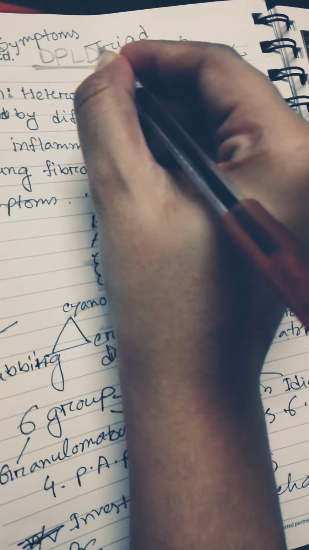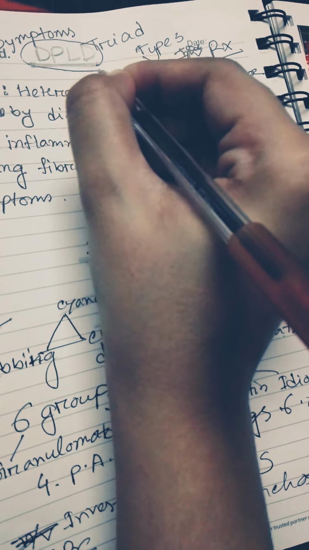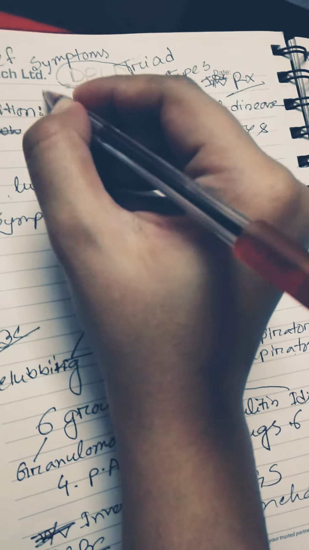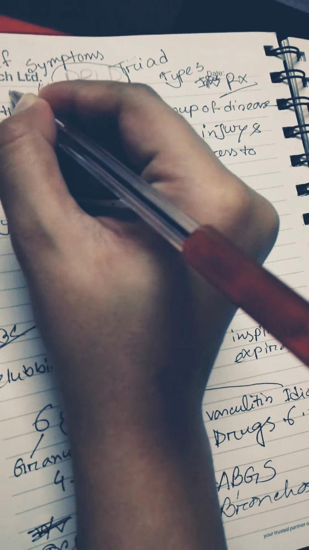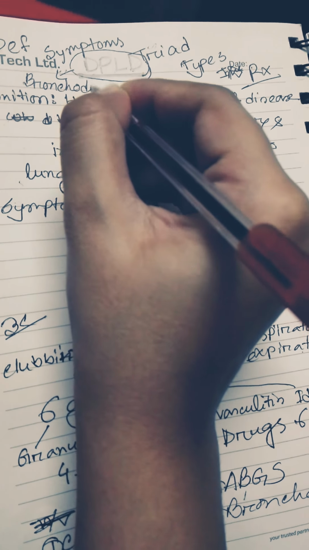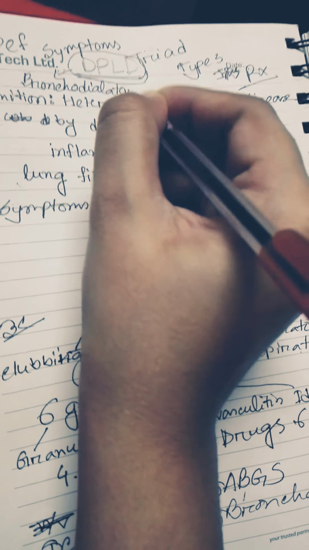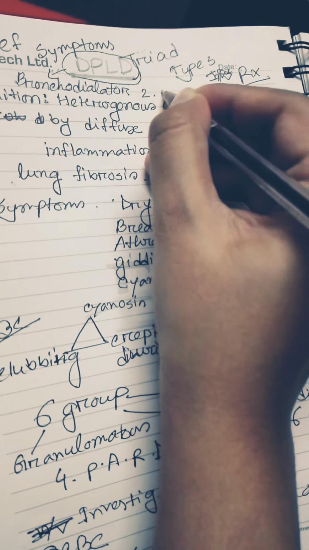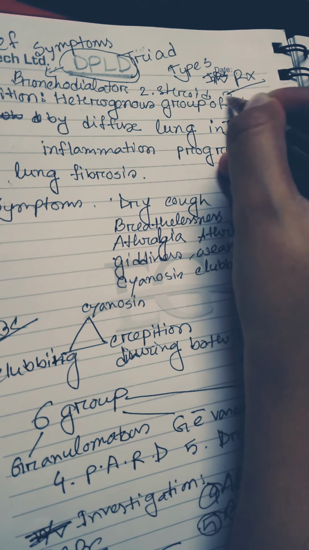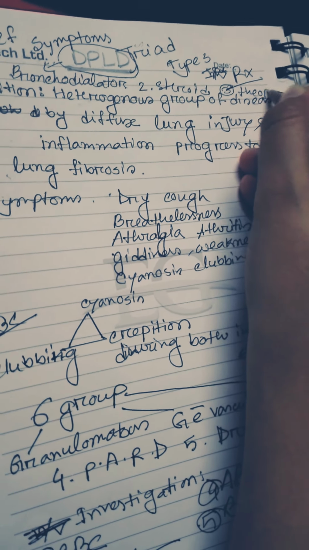Now the treatment of diffuse parenchymal lung disease: three drugs are used. One is bronchodilator, second is steroid, third is theophylline.